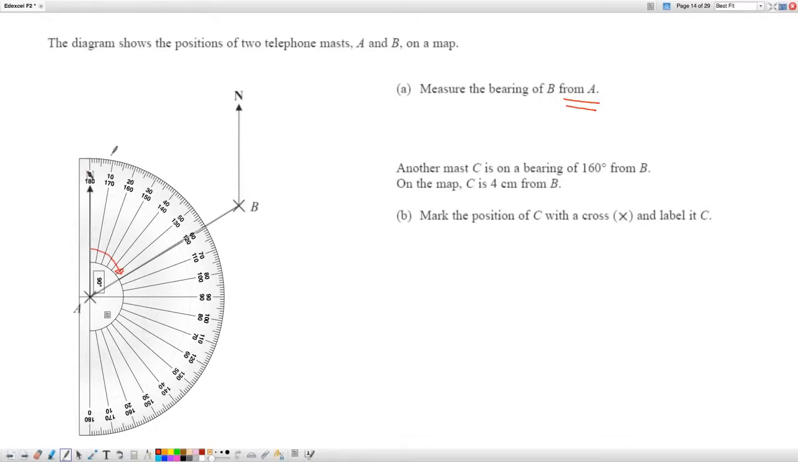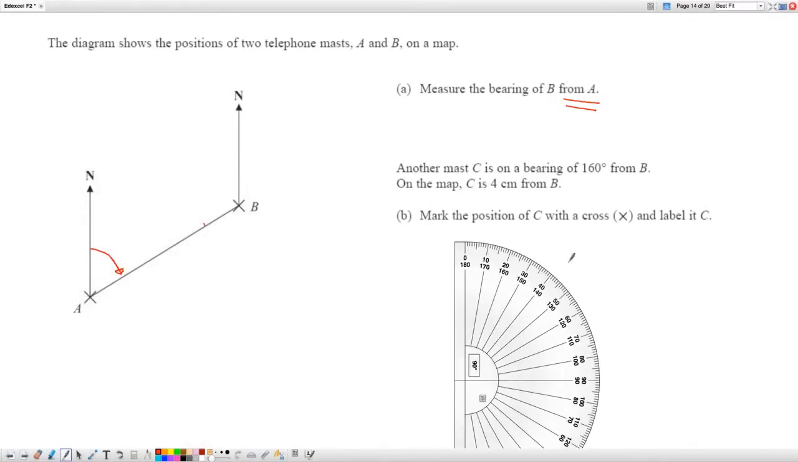Now going around the edge here, 0, 10, 20, 30, 40, 50, just on there, just before 60, coming out here at 59 on my diagram. So I'm going to use that in a moment. So the bearing here is 59. However, we must quote our bearing as 3 digits. So 0, 5, 9. Really important that 0 there in the front. You are not going to get the mark otherwise.